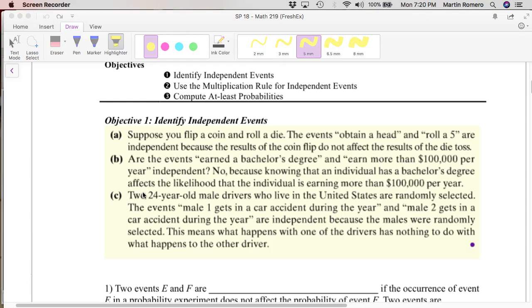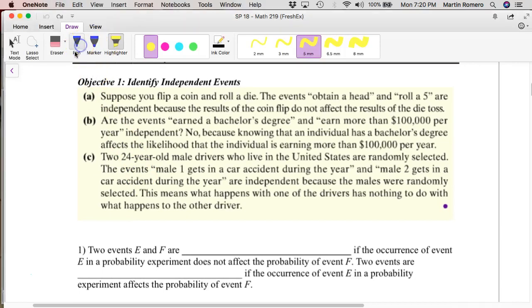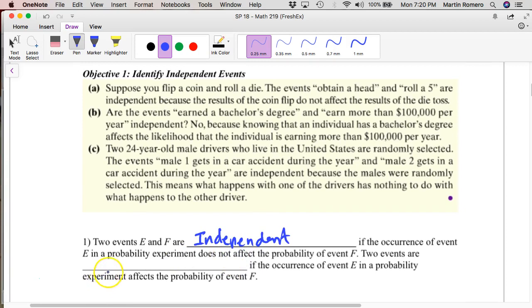Okay, now that you had a chance to read each of these situations, let me define this idea for you that we're talking about here. It's called independent events. Two events are independent, not related to each other, if the occurrence of one event in an experiment does not affect the probability of the other. Two events are dependent if the occurrence of one event in a probability experiment affects the probability of another event.